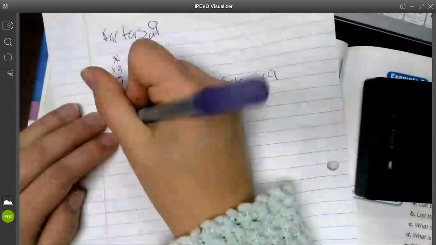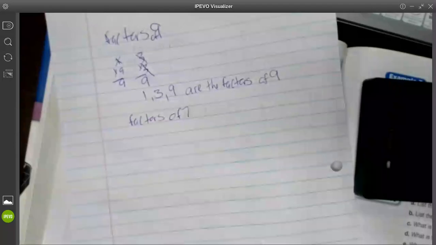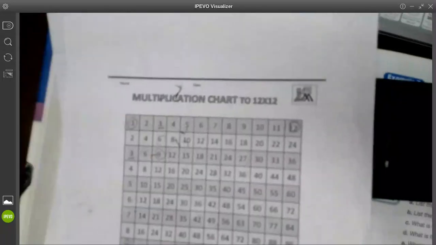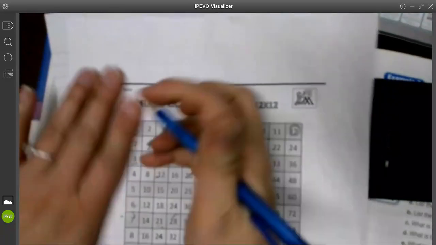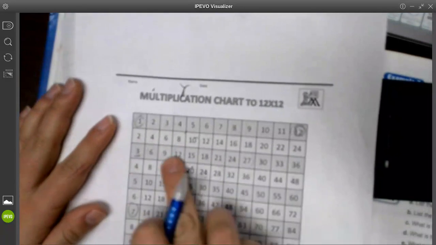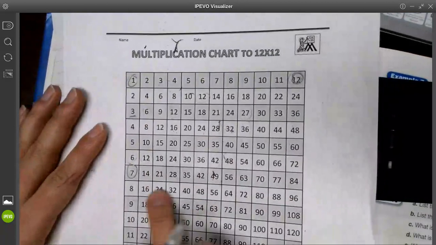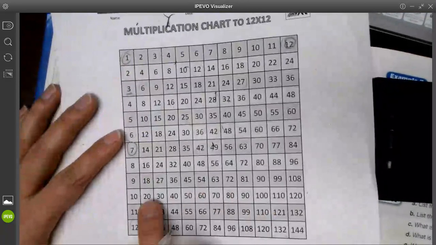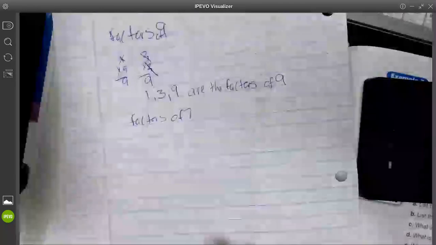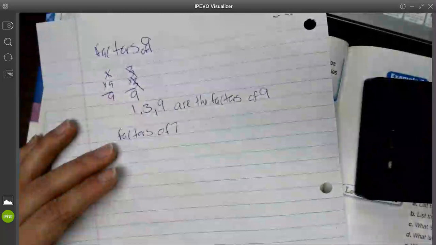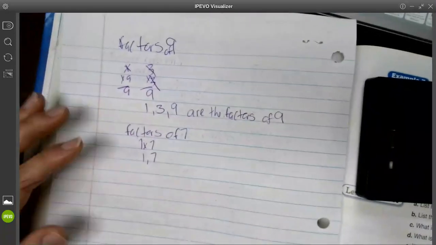And list the factors of 7. Okay, so the factors of 7. Gonna leave 1 because we know that's gonna be 1 and 7. Now let's see. Well, I don't see any 7s in the middle. So my only factors of 7 are 1 times 7. So 1 times 7, so 1 and 7.